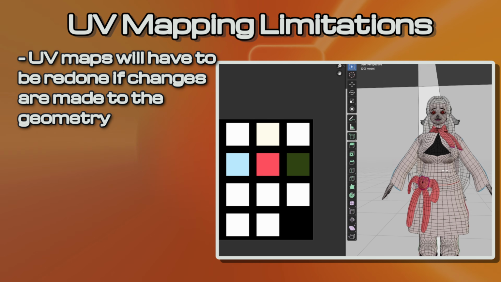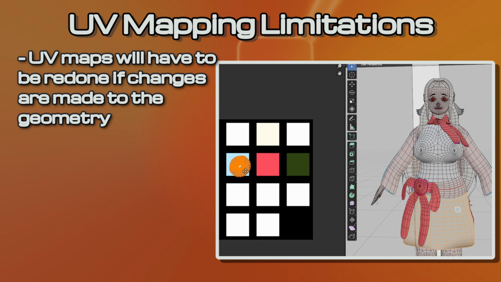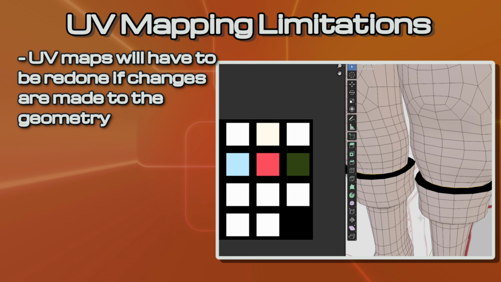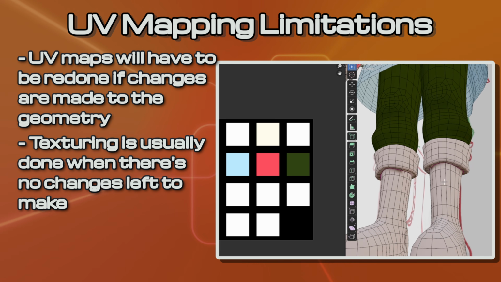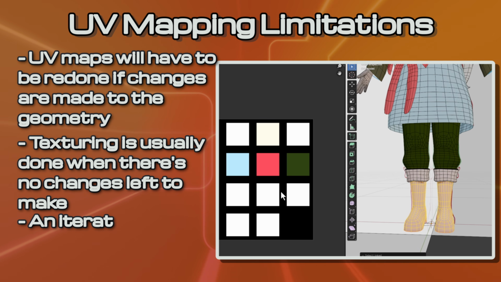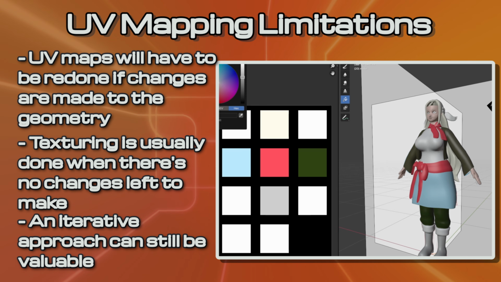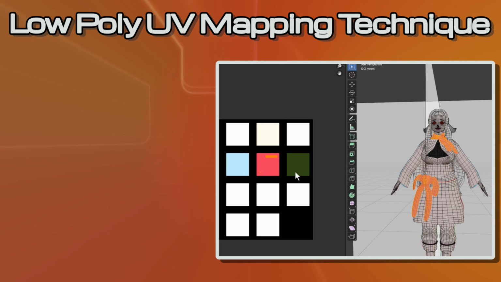Unfortunately, UV mapping does not play well with building your models iteratively because you can easily mess up your UV map if you add any sort of geometry in post. That's why the texturing process typically happens when the model is locked in. However, since I'm still in the early stages of my character designs, having a more iterative approach would benefit greatly with prototyping designs. That's when I found out about a technique used for low poly characters.